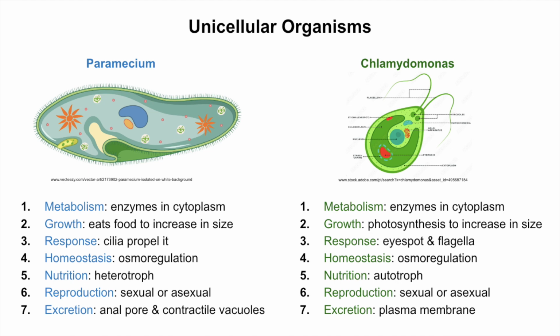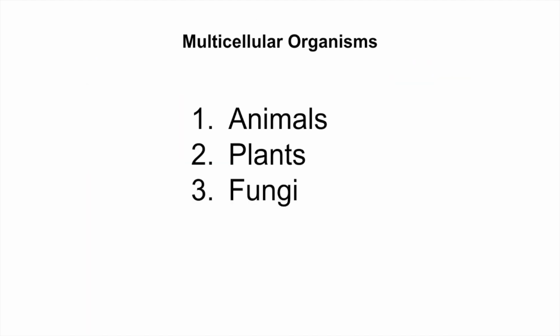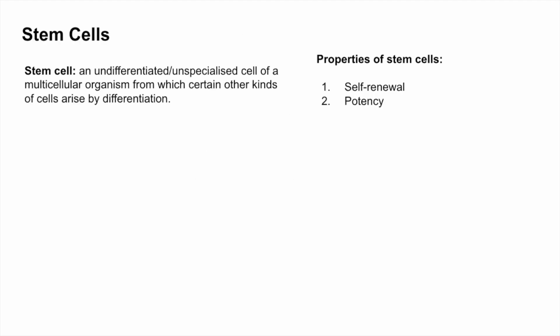Now, besides unicellular organisms, let's take a look at multicellular organisms. These can include animals, plants, and fungi, and rather than only having one type of cell, they have many. In humans, for example, some different types of cells are smooth muscle cells, fat cells, red blood cells, and nerve cells. But how do these cells become different? Here's where we look at stem cells and cell differentiation. A stem cell is an undifferentiated cell of a multicellular organism from which certain other kinds of cells arise by differentiation. They have two properties: self-renewal, meaning they can continuously divide and replicate indefinitely, and potency, meaning they can differentiate into specialized cell types when given the right stimulus.